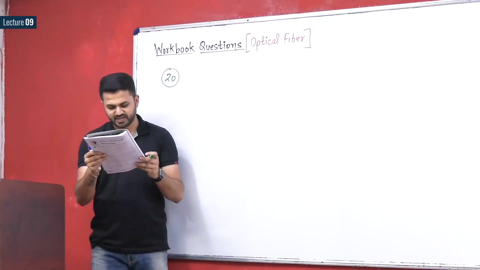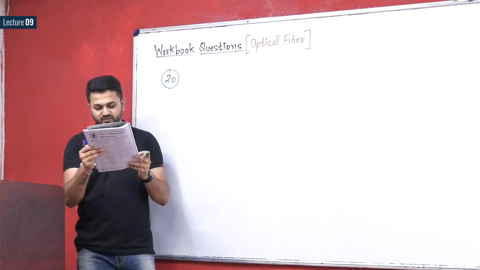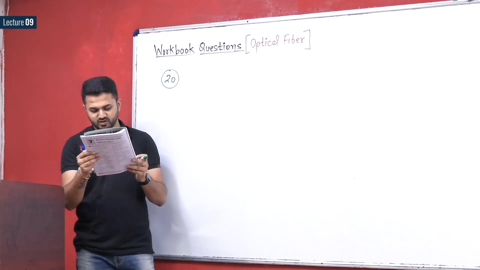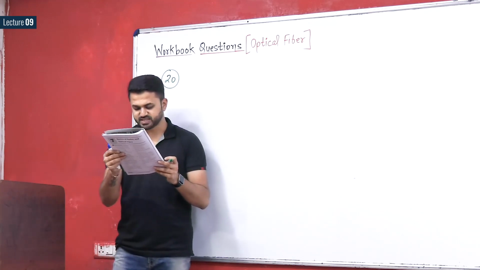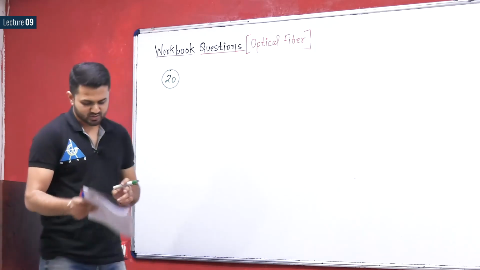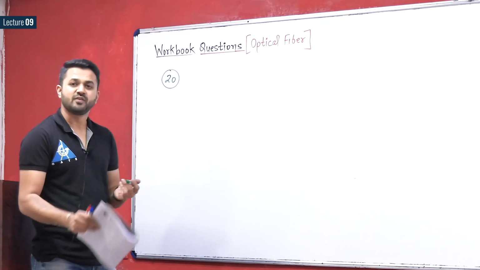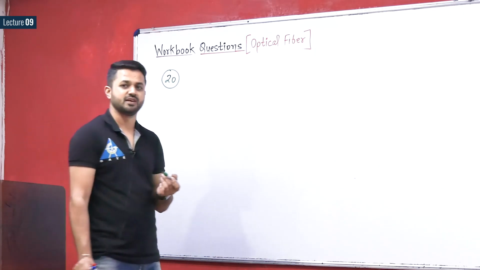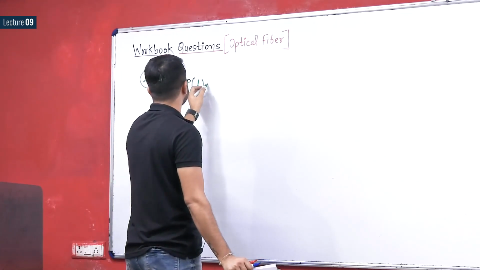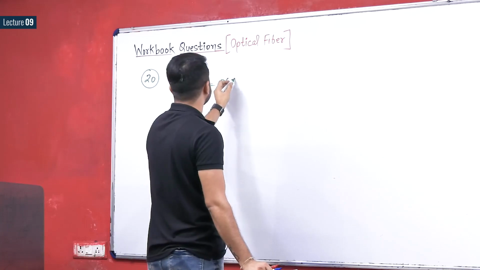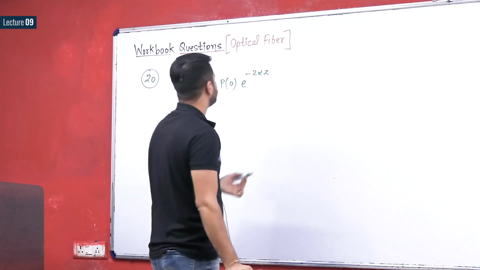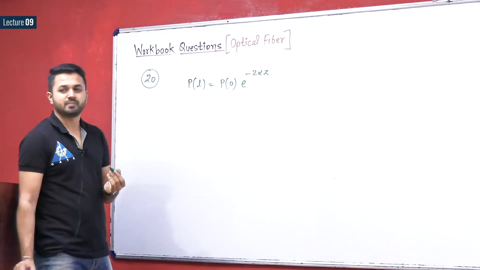Next is question number 20. A light pulse propagates through a fiber cable with an attenuation of 0.25 dB per kilometer. Find the distance through which the power of the pulse is reduced by 40%. So the power is reduced by 40%, that means 60% will be left. The power at any distance is given by the peak value at z equal to 0, and e to the power minus 2 alpha z. This is the relation of the power.